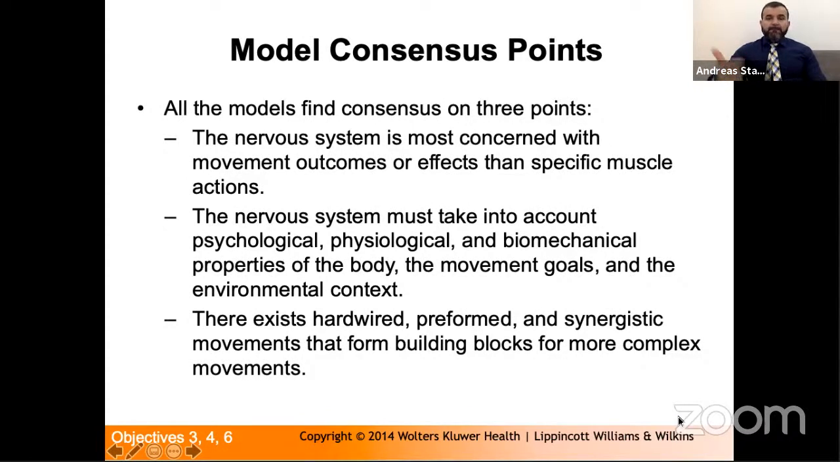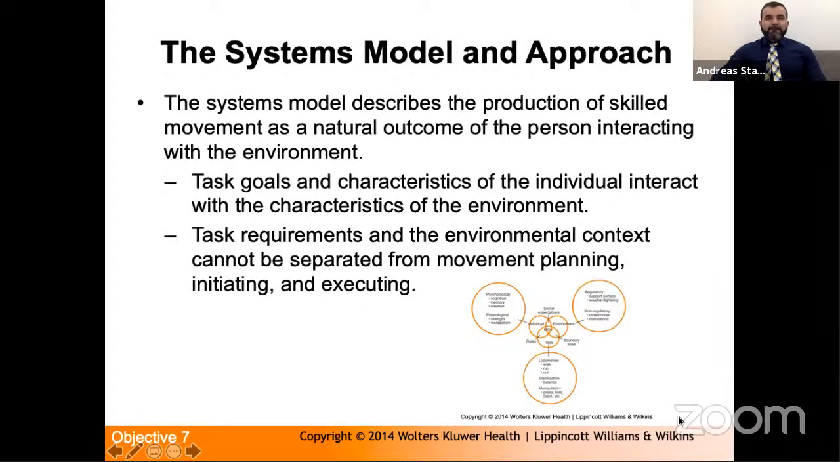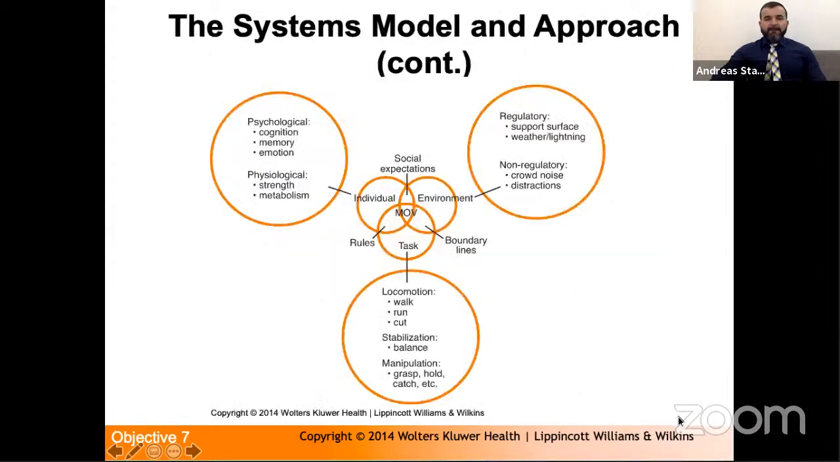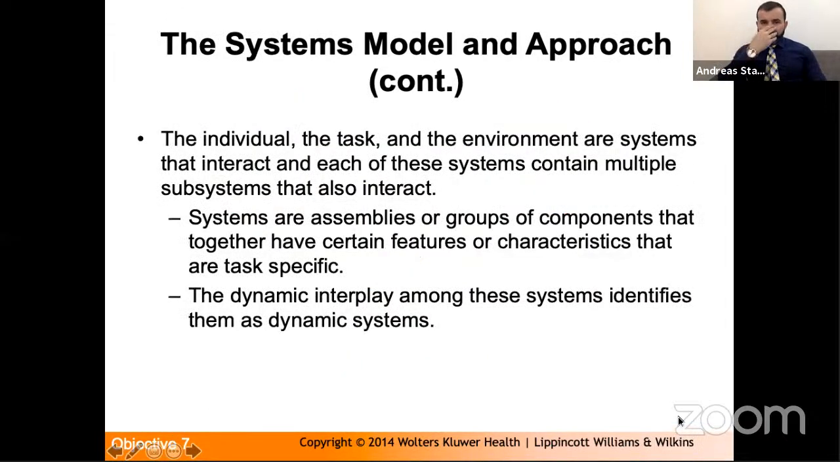3, there exist hardwired, preformed, and synergistic movements that form building blocks for more complex movements. One more thing, there's a systems model, which is a newer kind of approach. That's the only thing I'm going to mention. It's not focusing on the psychological, regulatory, locomotion aspects. It's focusing more on the interaction of the individual with the task and the environment. That's how it sees it. So the interaction of the individual with the task and the environment will produce the movement, whatever movement.